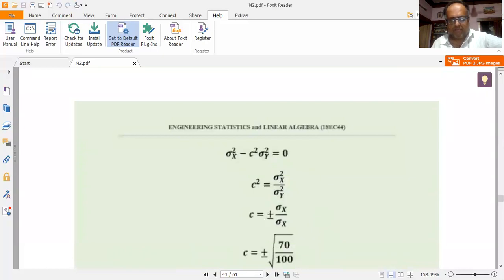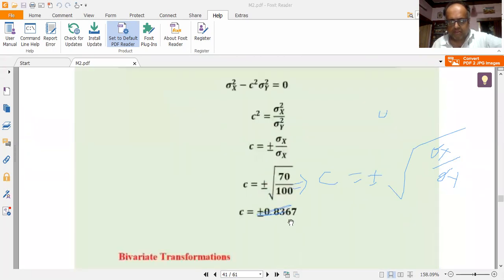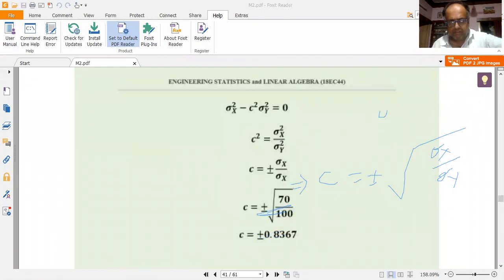Now solve for c. Again, this fellow has made a big mistake here. So taking the square root on both sides, I get c is equal to plus or minus the square root of sigma X squared by sigma Y squared. So solving for the corresponding values, I get c is equal to plus or minus the square root of 70 by 100, which gives me c equal to plus or minus 0.8367. C is equal to plus or minus 0.8367.